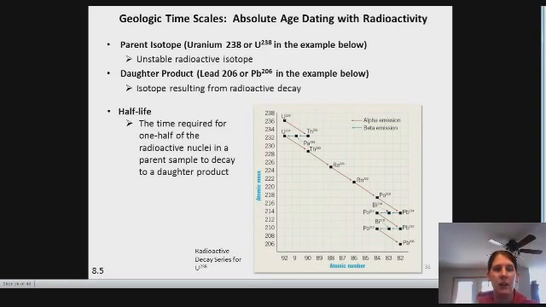Some common ones are the uranium-238 isotope. This is an unstable radioactive isotope. It decays into the stable daughter product, lead-206. Here we're looking at a chart of how that parent isotope decays into the daughter product. When we talk about radioactivity and the process where it decays from the parent to the daughter, we talk about half-lives. This is the time required for half of the radioactive nuclei in a parent sample to decay to a daughter product. So if we say we have 20 of the uranium-238, how long would it take for us to have 10 uranium-238 and 10 of the lead?